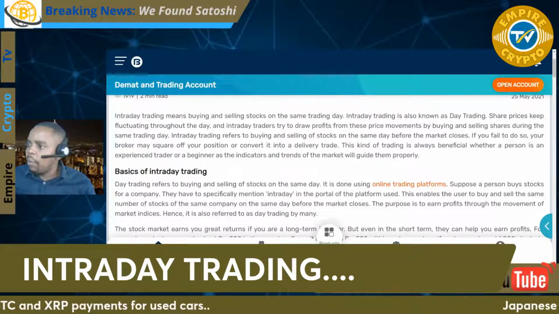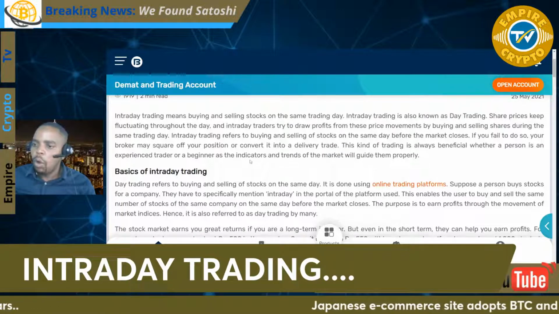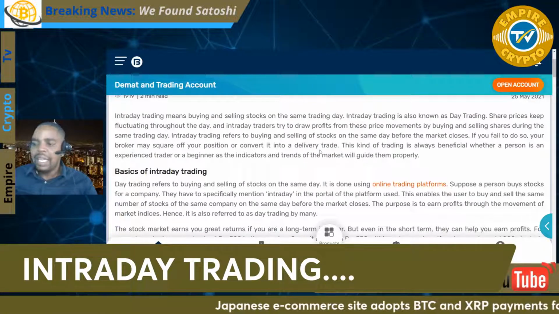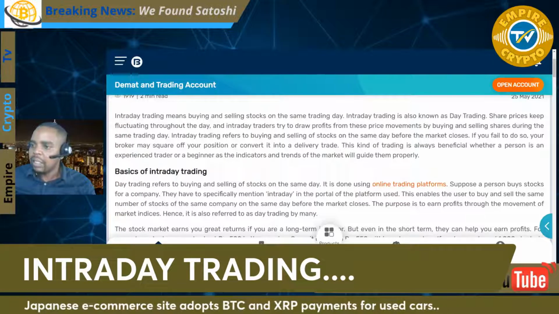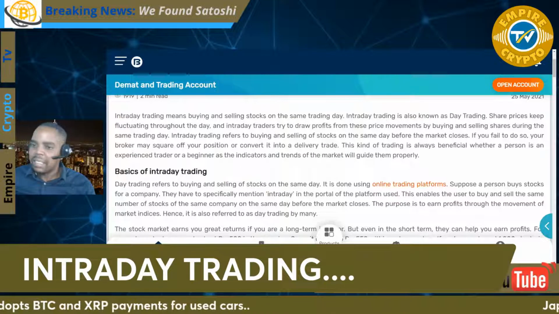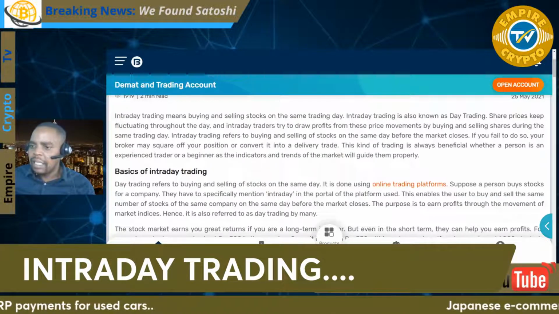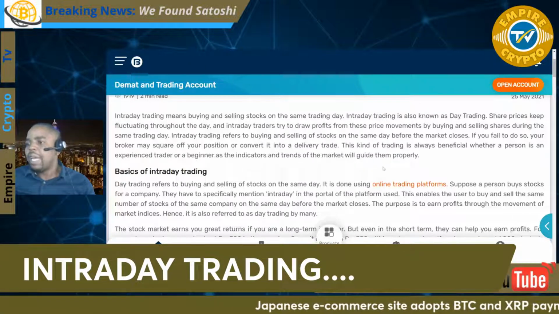If you fail to do so, your broker may square off your position or convert it into a delivery trade. Okay, that's just an older way of doing it. Today we have brokers online. This kind of trading is always beneficial, whether a person is an experienced trader or a beginner, as indicators and trends of the market will guide them properly.